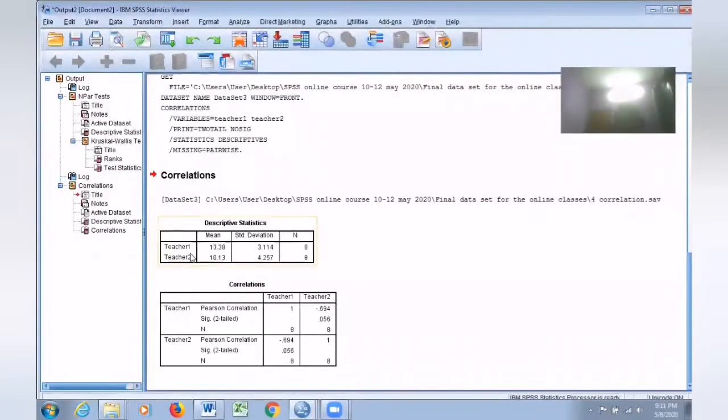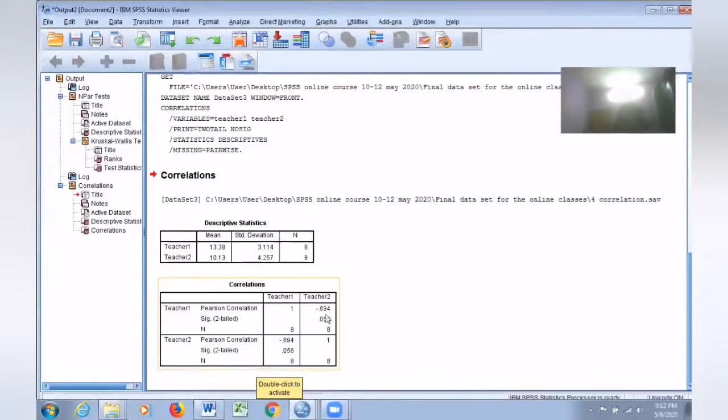So you can see here, teacher 1, the average ranking is 13.38. Teacher 2, 10.13. Fine. So let us see the correlation table to get the inference. Here, the Pearson correlation value is minus 0.694. It is a negative correlation. This is a correlation, obviously, but it is a negative correlation. But what is the sig value? It is 0.056.